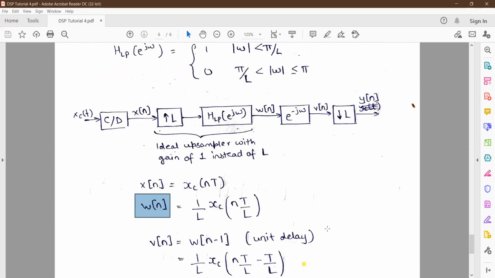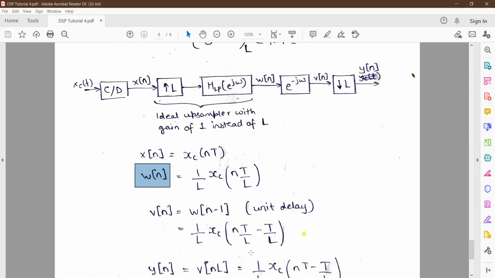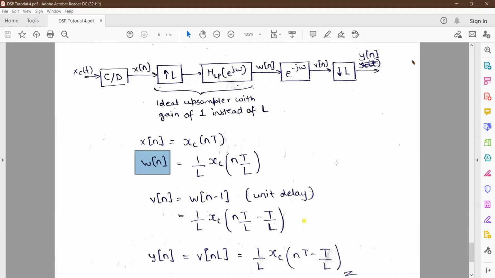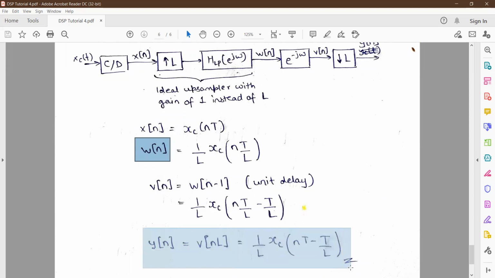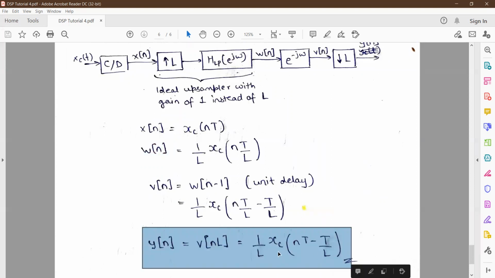Once we have got this v[n], we pass it through this downsampler to get y[n]. So the downsampler will do nothing but downsample the time period again by a factor of L. Due to that, again the time period will get scaled, and right now the time period is T/L. It will get scaled by a factor of L. So the L in the numerator and denominator will cancel out, and this will become (1/L) xc(nT minus T/L). In that way, we have written y[n], which is the output, in terms of the input continuous time signal xc.